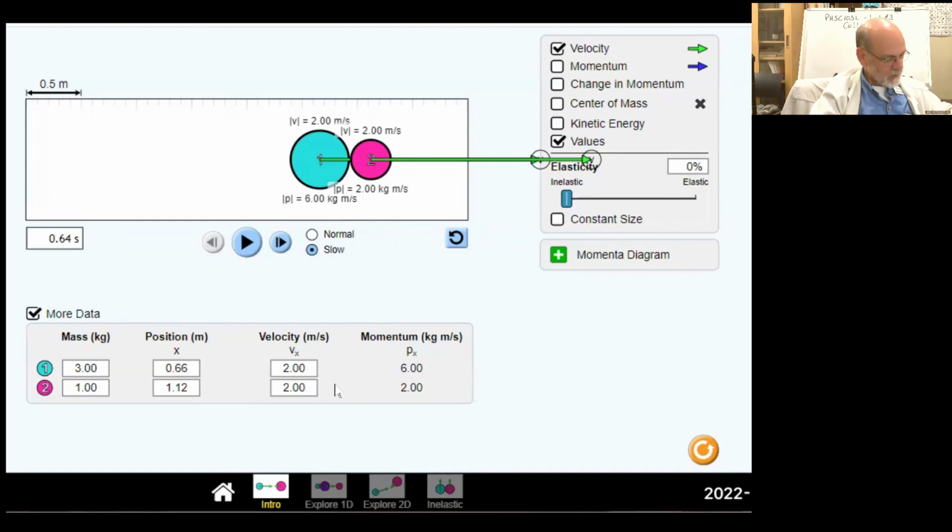Okay? So with that information, you should be able to fill in both of those tables. Then it's up to you to answer the questions.